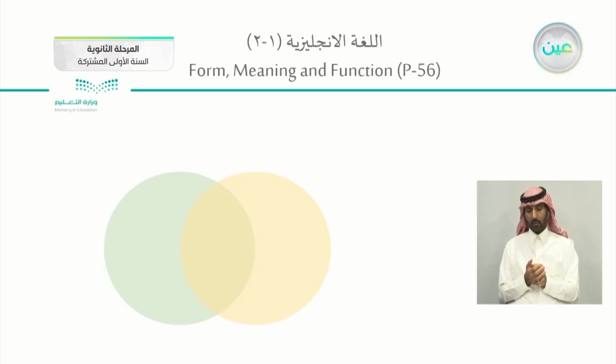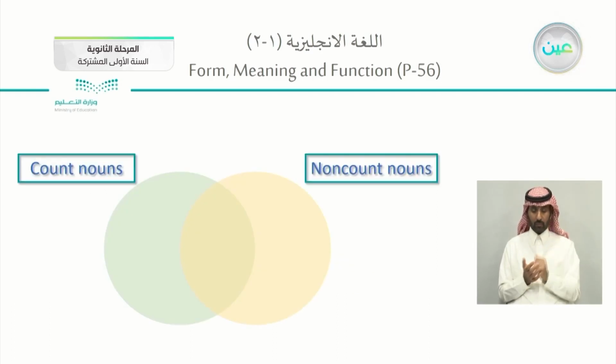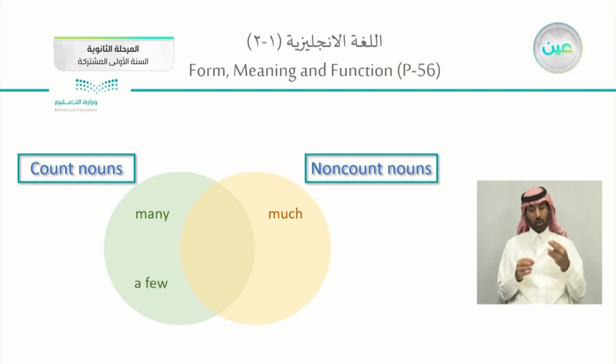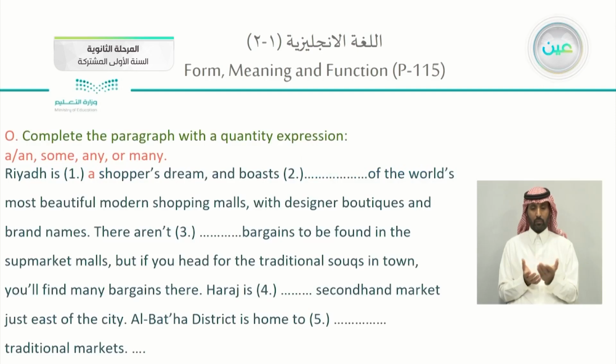So if we want to summarize things up in this Venn diagram, the count and the non-count nouns, I can use many with count nouns, much with the non-count nouns. I can use a few with the count nouns, a little with the non-count. However, both of them we will use some, count and non-count, any with both the count and the non-count, and no with both the count and the non-count nouns. Let's try to do this exercise in your book's page 115.